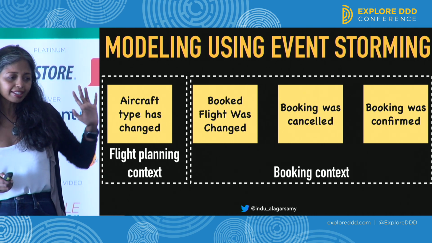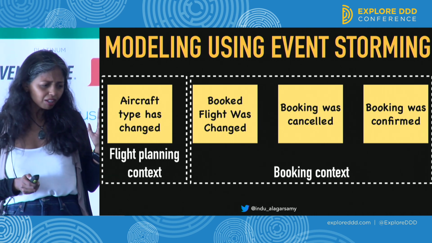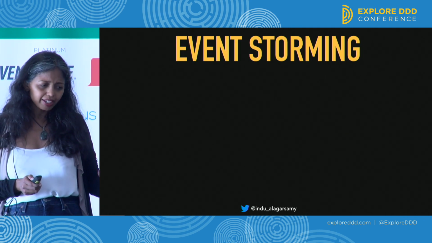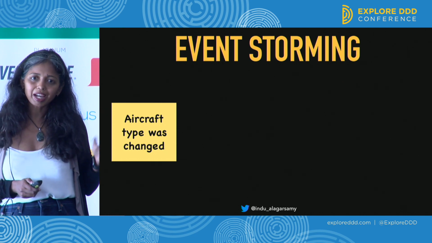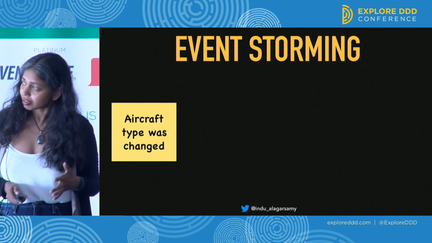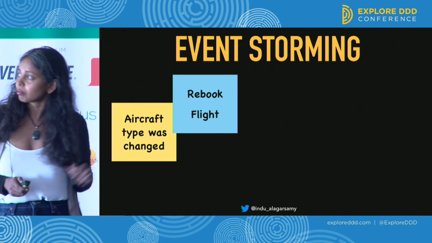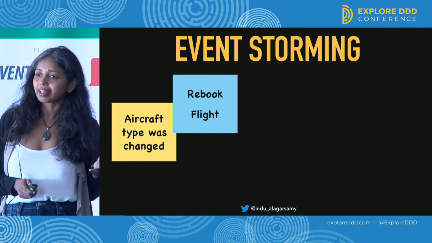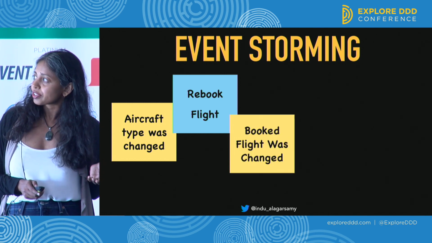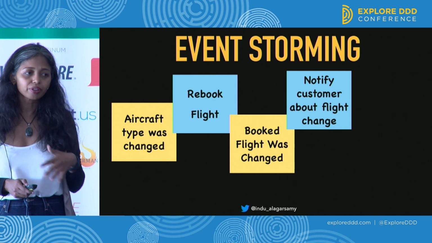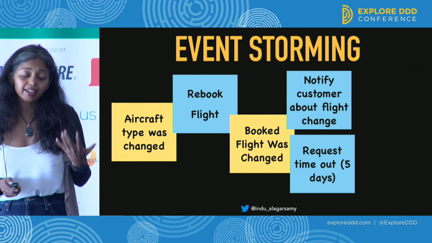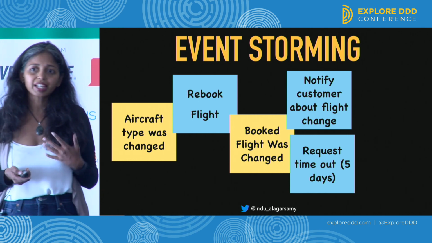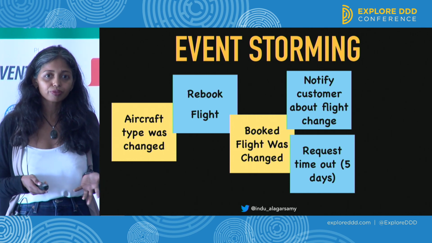And the next step is, once we do that, we want to see whether there are any commands that it generates. So, aircraft type has changed. Once that happens, we want to rebook the flight. Once we rebook the flight, we want to notify the customer about the change. And then we want to wait for X number of days for the passenger to respond.